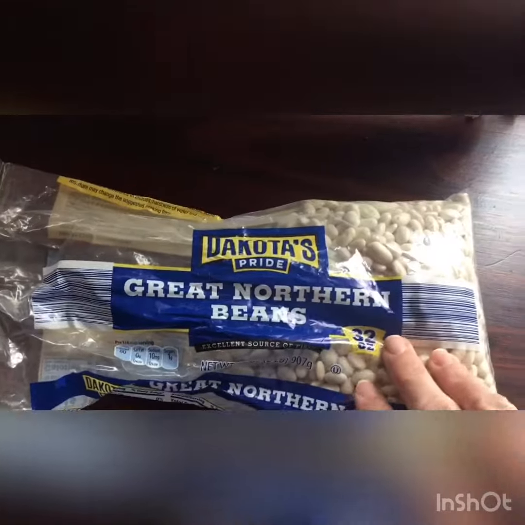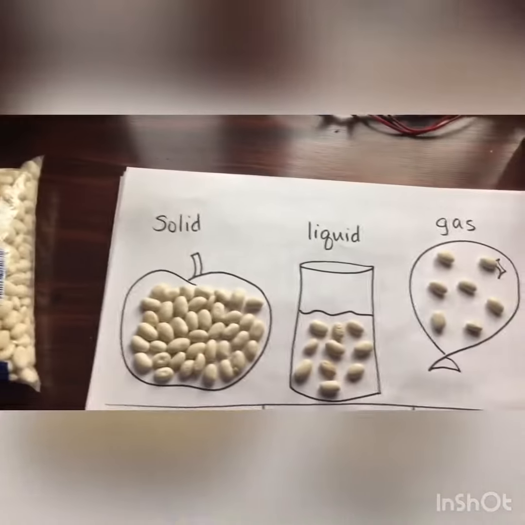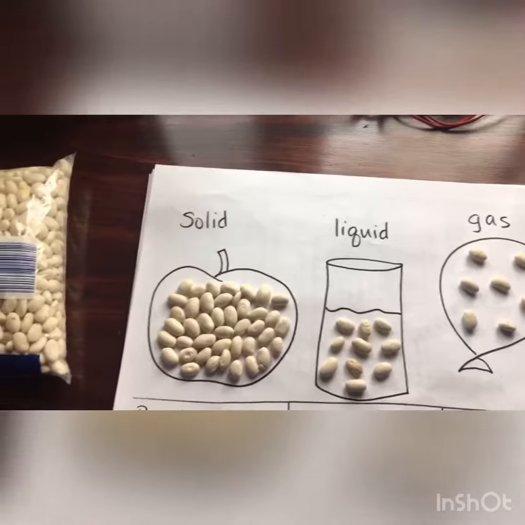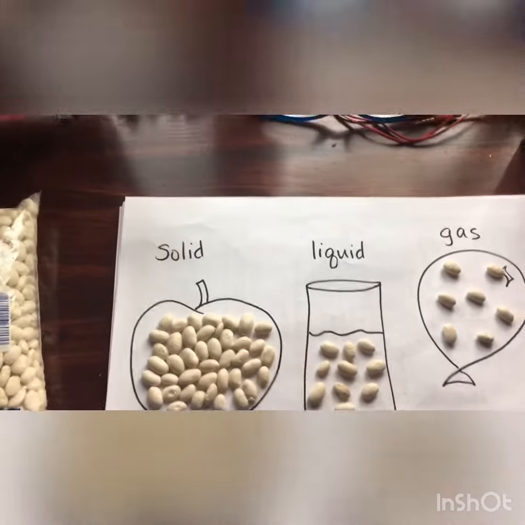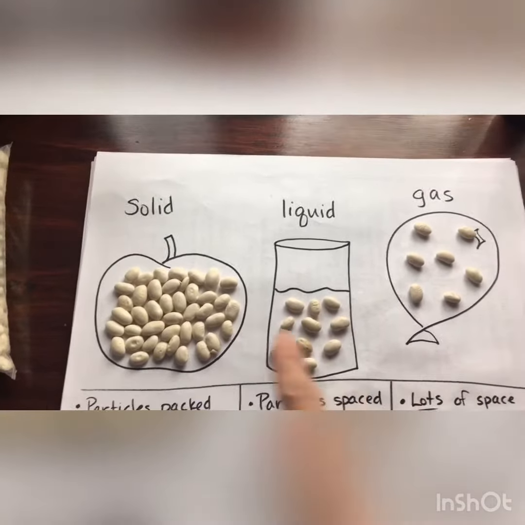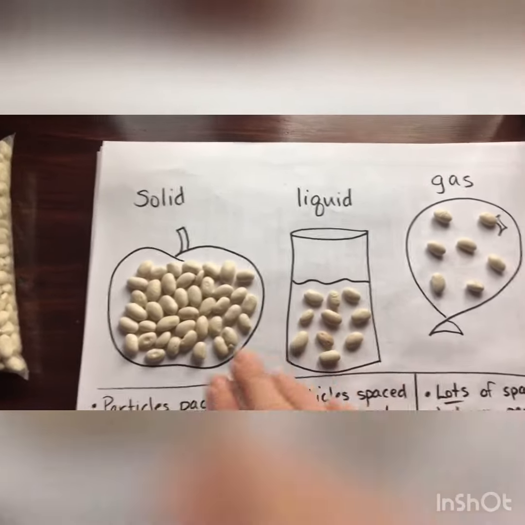And then I've used just a bag of beans. You could use Cheerios, you could use beads, you could use rice, you could use anything you can find around the house that's small and even like these are. And then I've just kind of filled my objects with these beans.